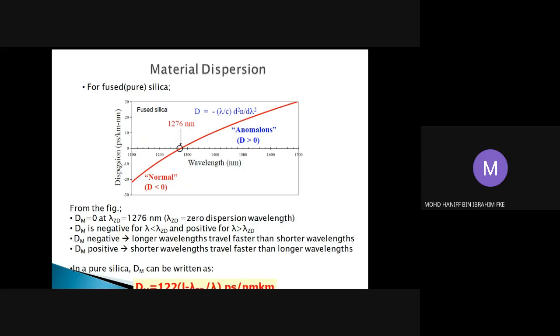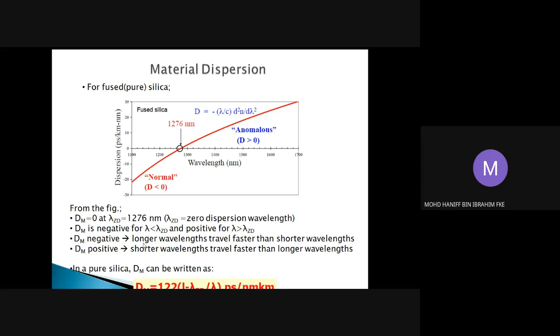This is a figure obtained by the manufacturer, which states that the zero dispersion wavelength for pure silica can be obtained at this wavelength of 1276 nanometers only. It is stated that Dm will be 0 at this wavelength, which is called the zero dispersion wavelength. Further on, Dm is negative for lambda lesser than lambda zd and positive for lambda bigger than lambda zd. So what is meant by negative Dm?